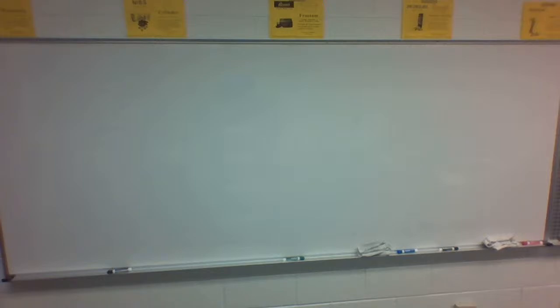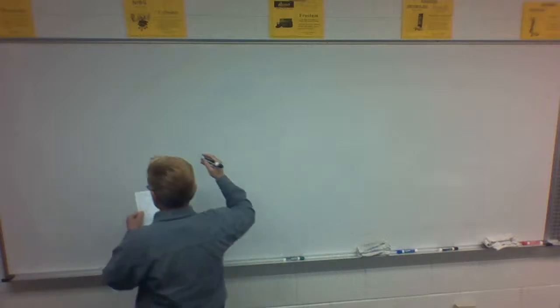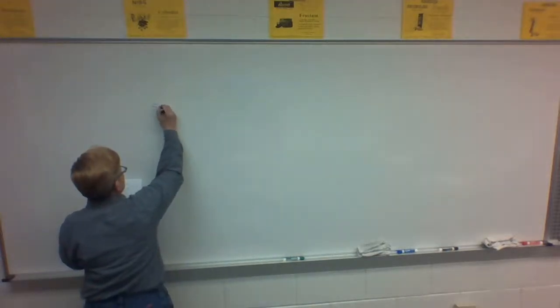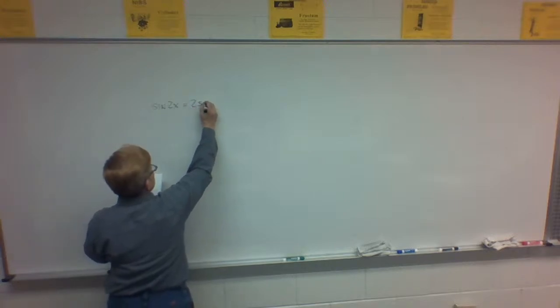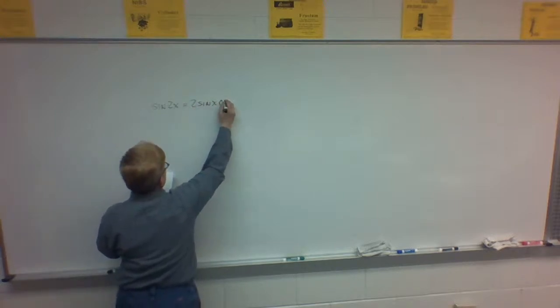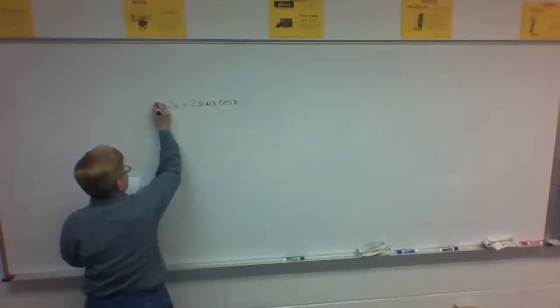And the very first example is showing how double angles work a little bit, but at the same time proving it. So this is our double angle formula. If you'll see on your half sheet, we have that the sine of 2x equals 2 sine x cosine x. We're going to try to prove that. It's not very hard. It falls out really fast.